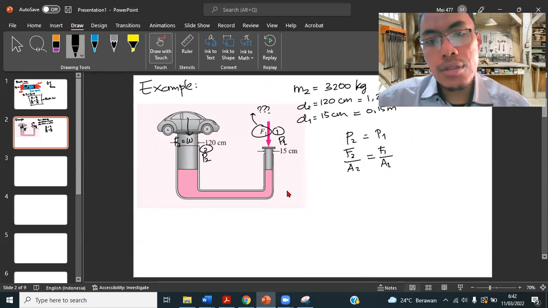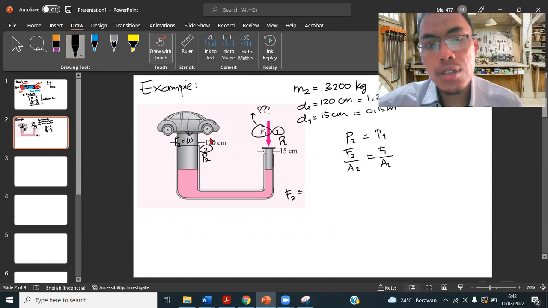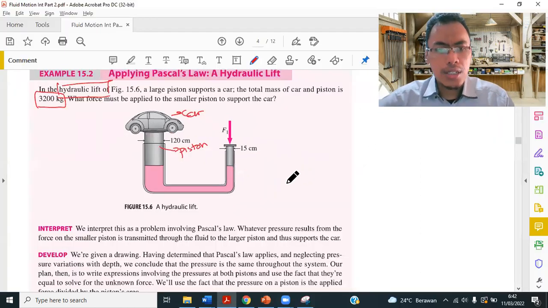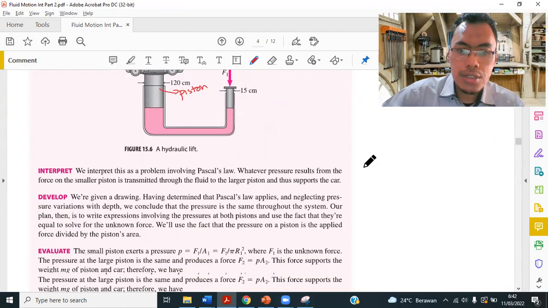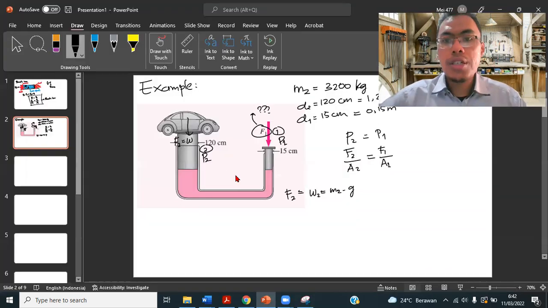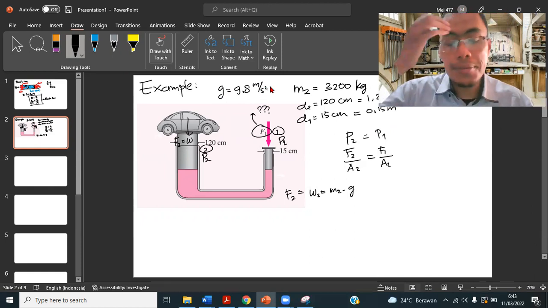Okay, so F2 is the weight of the car and the piston. We use M2 times the gravity. The gravity in this example is 9.8 meters per second squared.